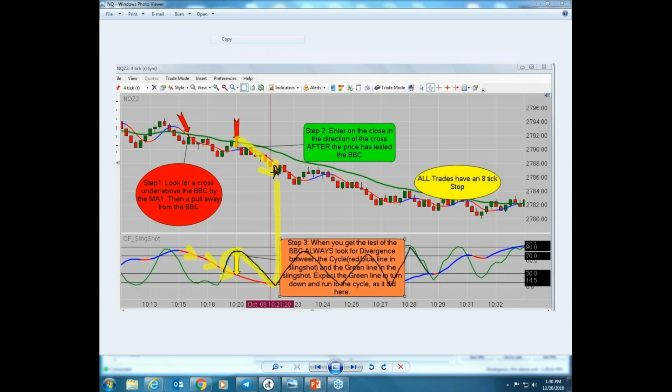And then there's going to be a trend change. So now the cycle is going to turn blue, and we associate blue with buying, so we're looking for buying opportunities. So guess what? We're going to look for the green line now to get underneath the blue line. Pull away, close the gap. Pull away, close the gap.